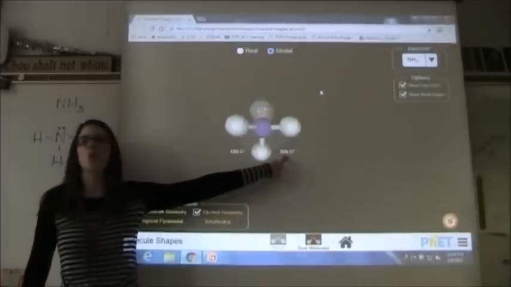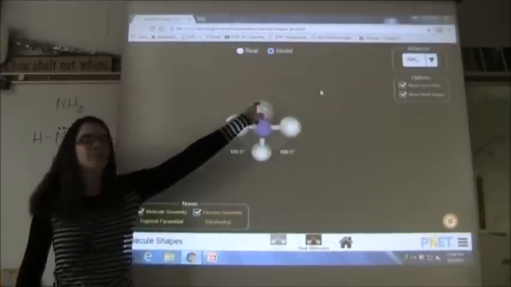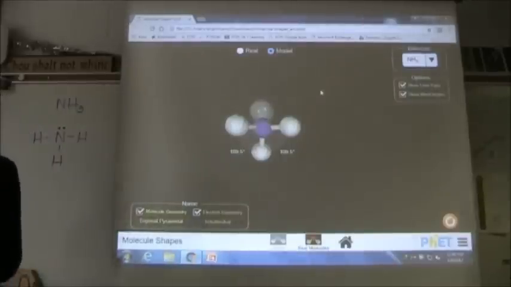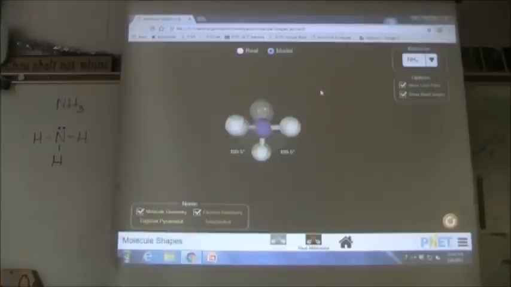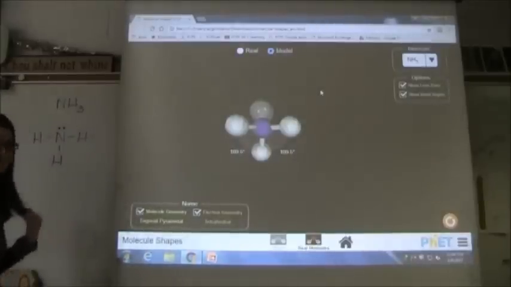And again, this isn't quite correct. Lone pairs take up more space, so what do you think you should write for bond angle here? Less than 109.5. You don't have to give an exact number. Polar, non-polar? Polar.